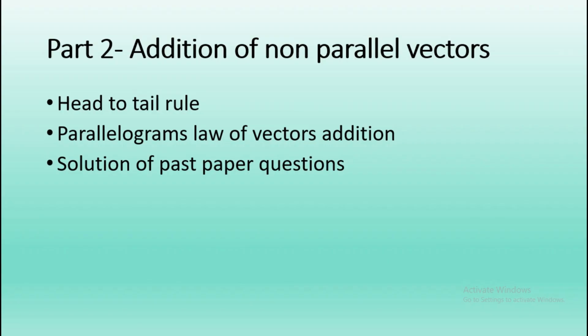Till here, this was part 1 of the chapter, and in part 2 of the video, we will discuss the head-to-tail rule, parallelogram law of vectors addition, and solution of past paper questions.